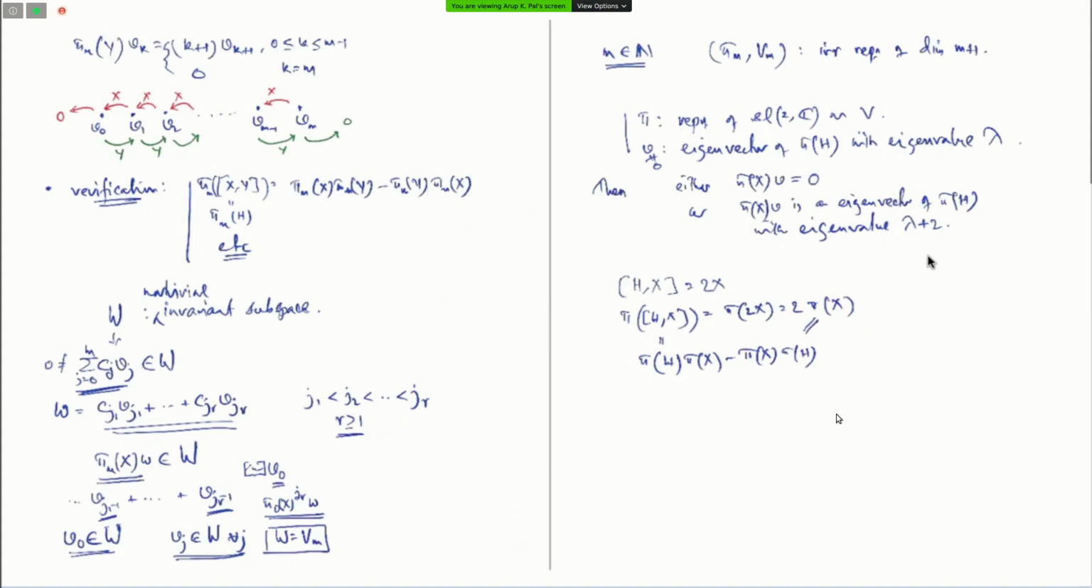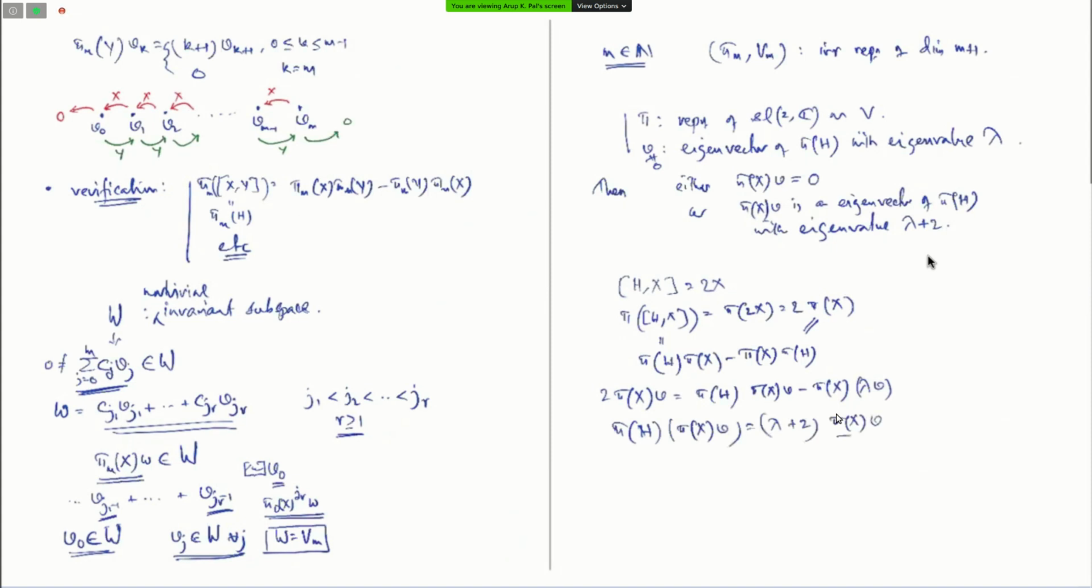Now apply this to the vector v. Then what do you have? Twice pi x v equals pi h pi x v minus pi x pi h v. Now pi h v is lambda times v, because v is an eigenvector corresponding to eigenvalue lambda. So pi h pi x v equals lambda plus 2 times pi x v.